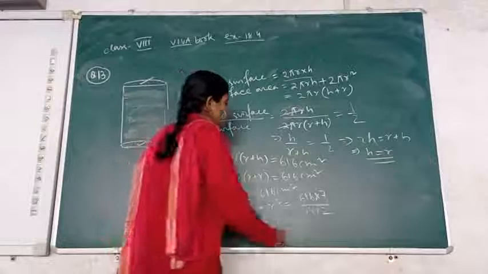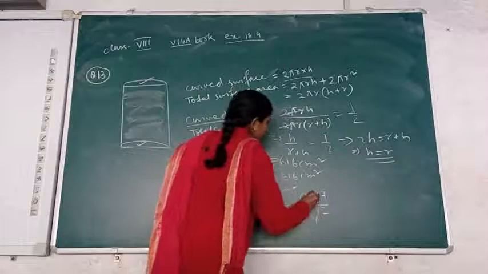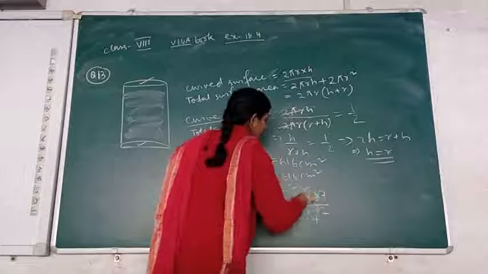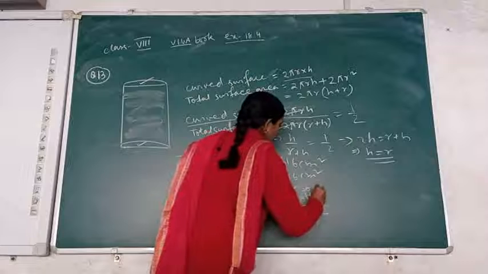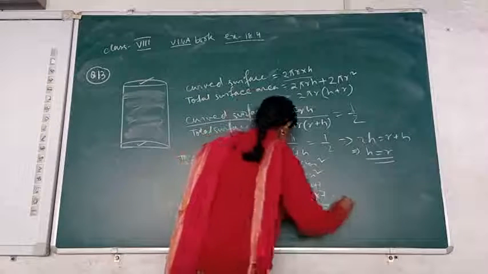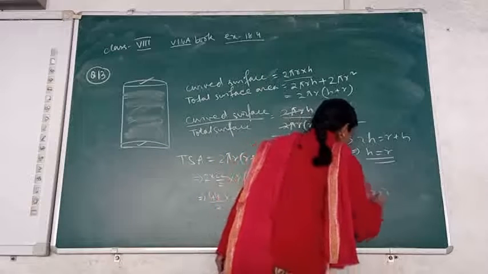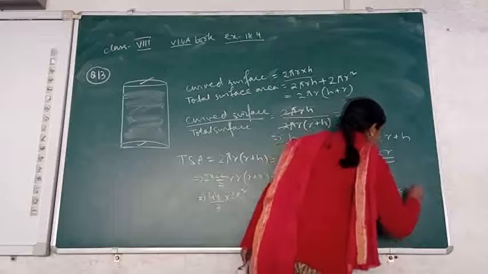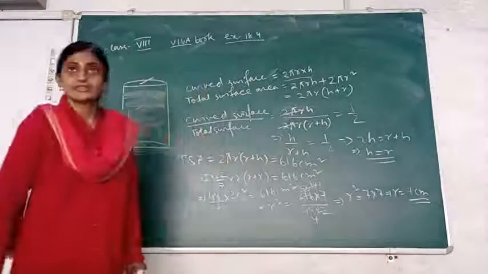Let's cancel this one by 11. 4 elevens are 44, 56 is 11 by 4, then here 4 ones are 4, 4 fours are 16. What we are getting is 7. So here we can write r square equals 7 into 7. So r equals 7 only, and the unit will be 7 centimeter.